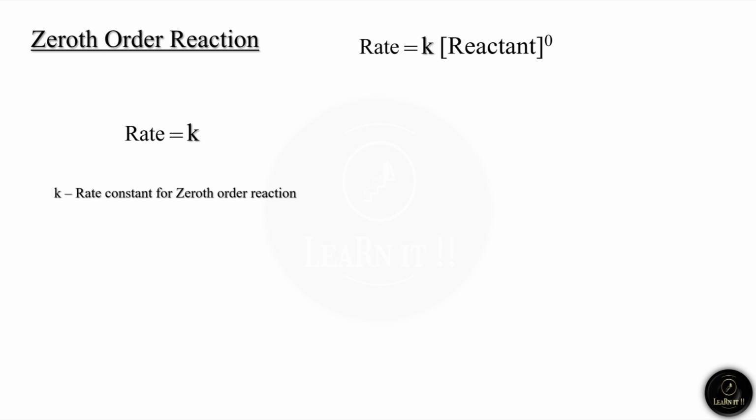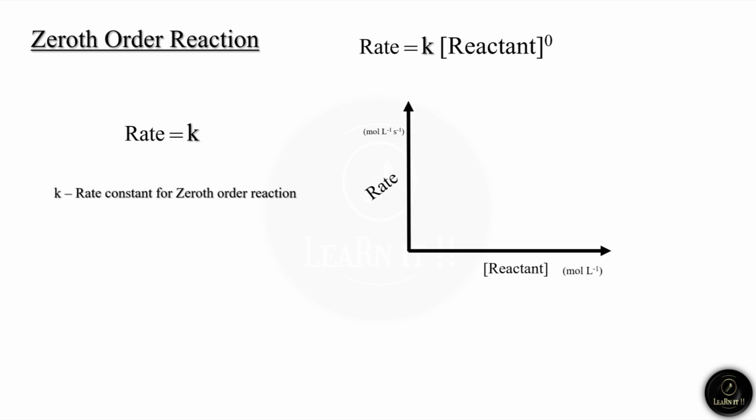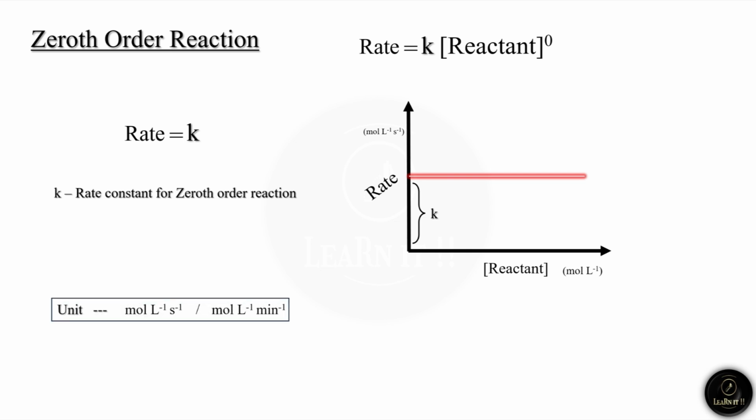When we plot a graph of rate versus concentration of the reactant for zeroth order reaction, we get a straight line because the rate is independent of the concentration of the reactant. So this is called K, which is the y-intercept, because we already know that y is equal to mx plus c. Here x is 0, so that's why y is equal to c. So K, which is the y-intercept.